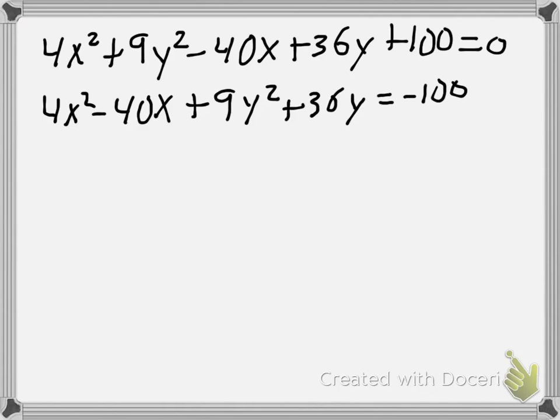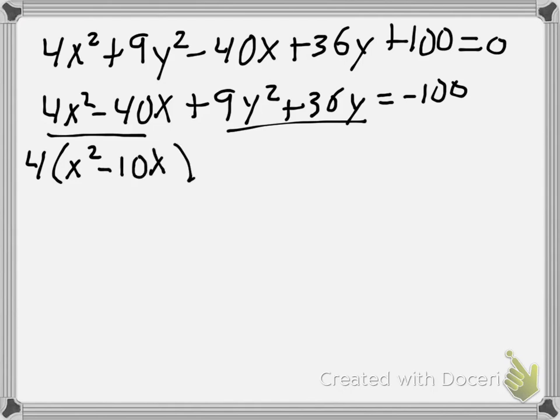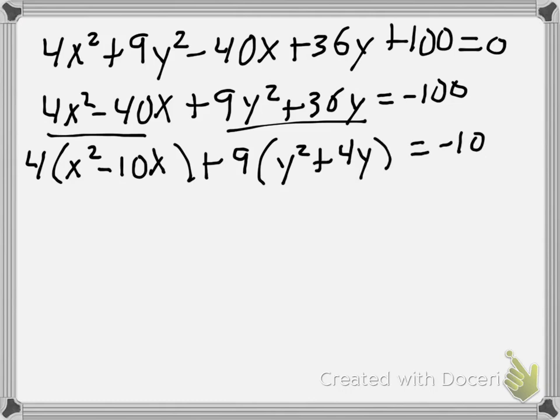Now, what we have to do is pull out a greatest common factor, if you have one. Sometimes you do, sometimes you don't. So this first group I can definitely pull out a 4. It's going to be x squared minus 10x. And we've got to pull out a greatest common factor here, which would definitely be 9. So y squared plus 4y equals negative 100.